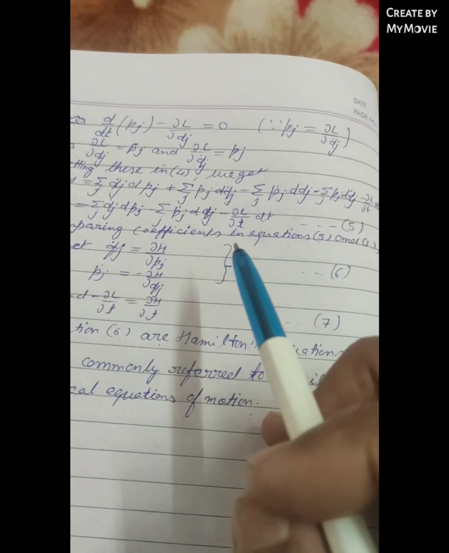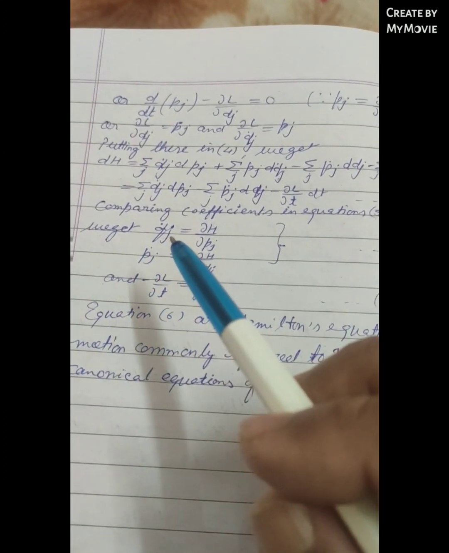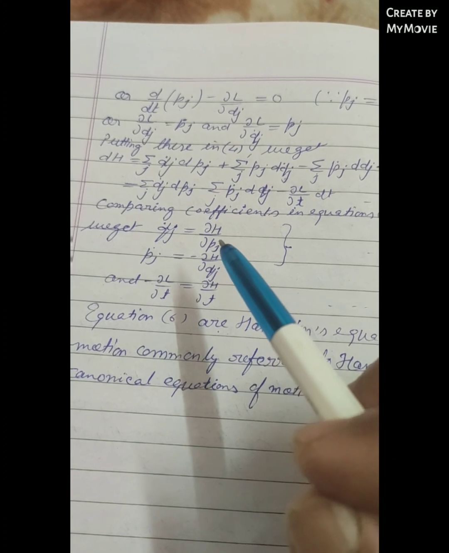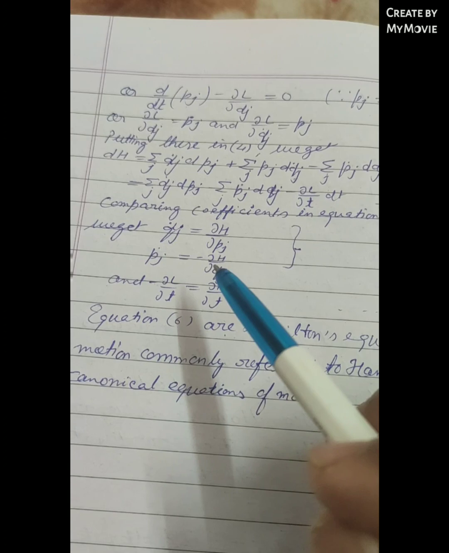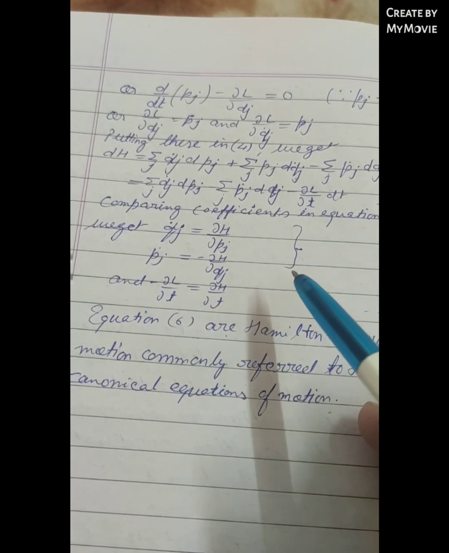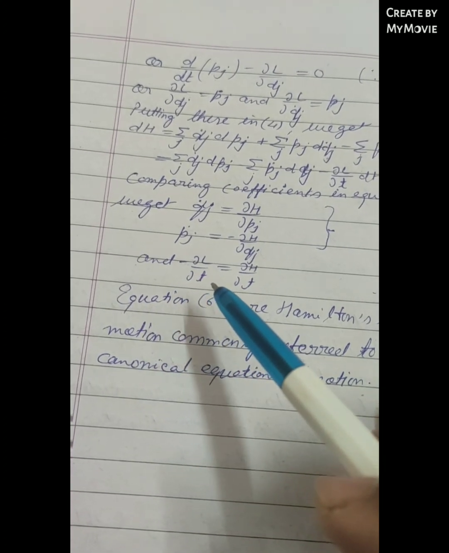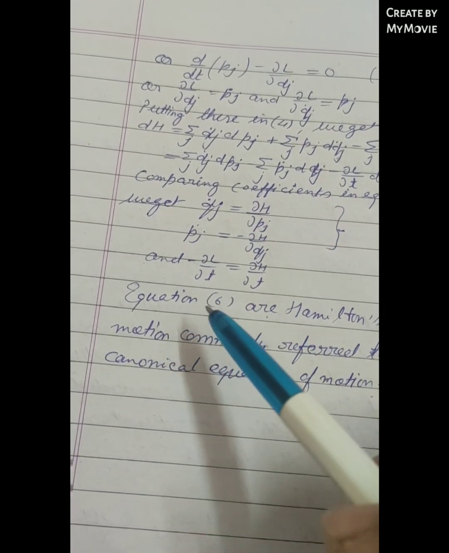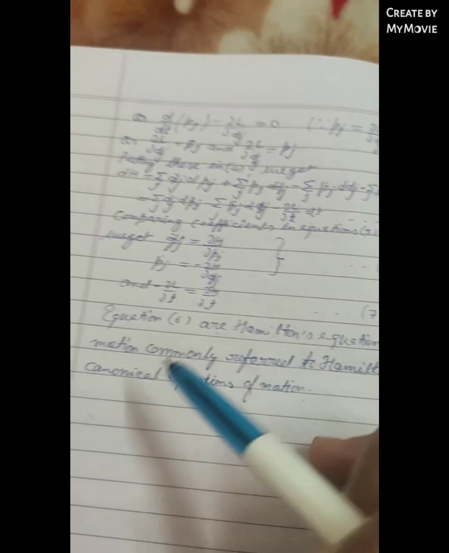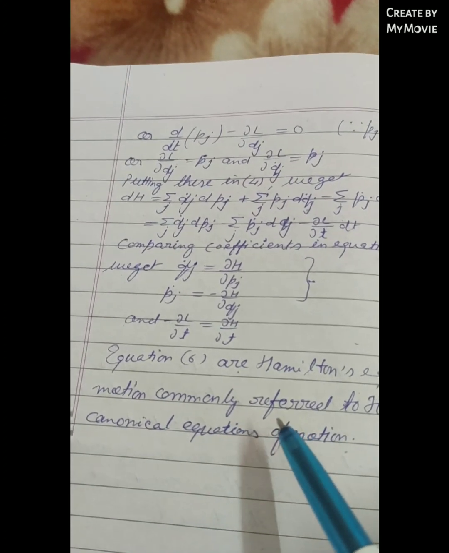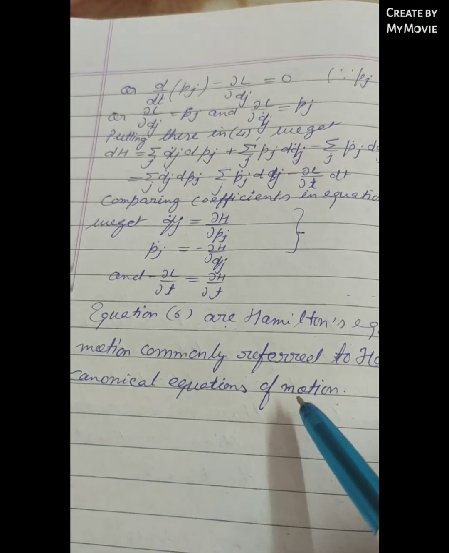Now comparing the coefficients of equations 5 and 1, we get qj dot is equal to del H upon del pj, and pj dot is equal to minus del H upon del qj, which is equation 6, and minus del L upon del t is equal to del H upon del t, which is equation 7. These are Hamilton's equations of motion, commonly referred to as Hamiltonian canonical equations of motion.